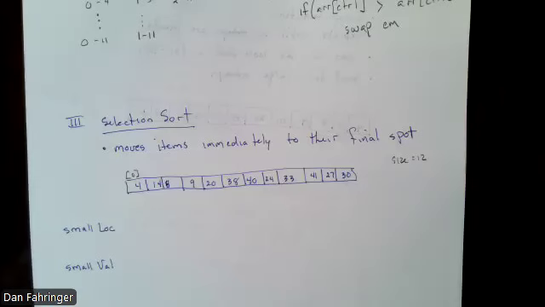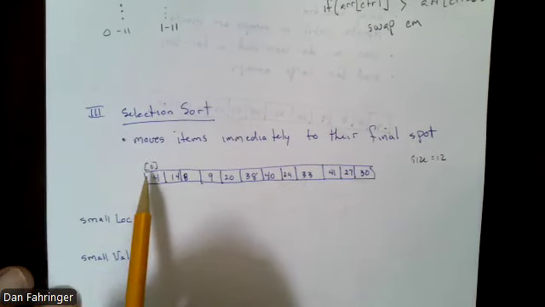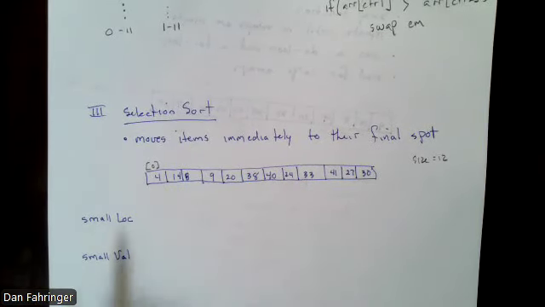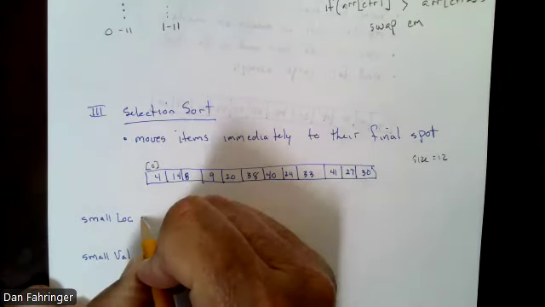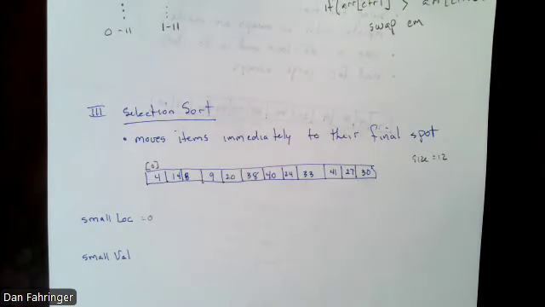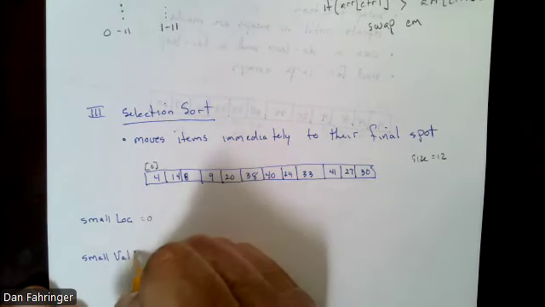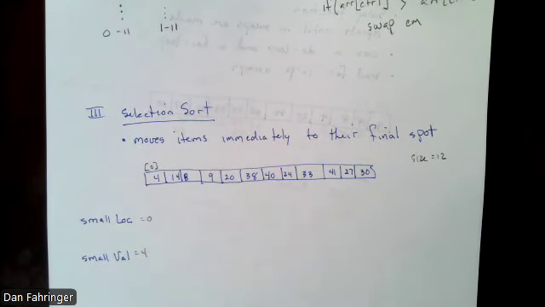And what am I going to do? Right now, I'm starting and I'm going to say, hey, my smallest location right now is 0. My small value is 4. I'm going to run through the rest of these. I may be changing small location and small value. And when I get to the end, I'm going to switch them, swap them.